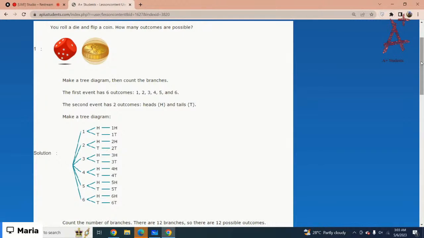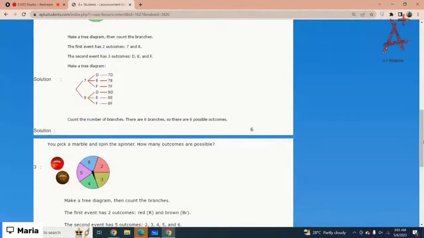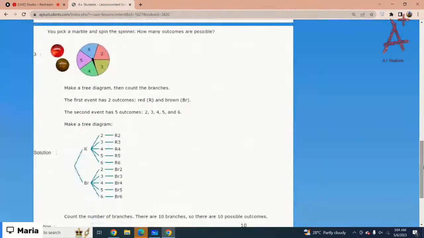So for the total outcomes, the number of outcomes for the first event is 6 and for the second event is 2. So you can multiply 6 times 2 to count the total outcomes. That means the total outcomes are 12. You just have to do 6 times 2, that means you have a total of 12 outcomes. Got it?